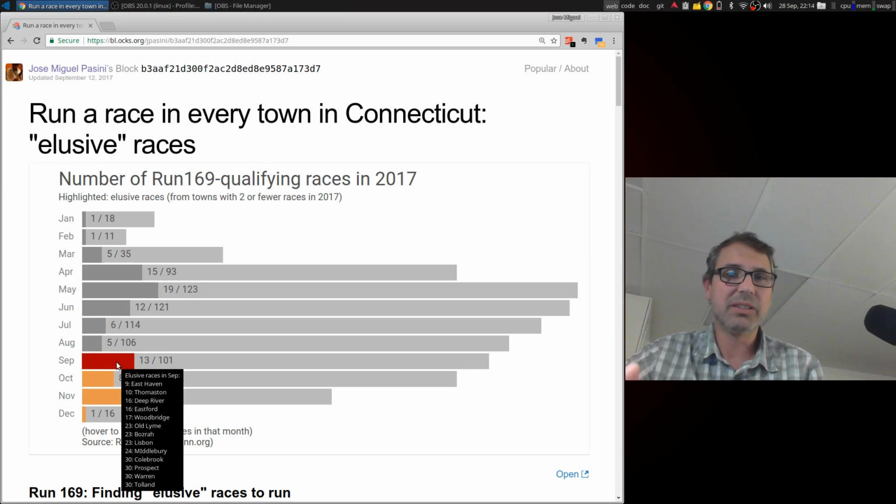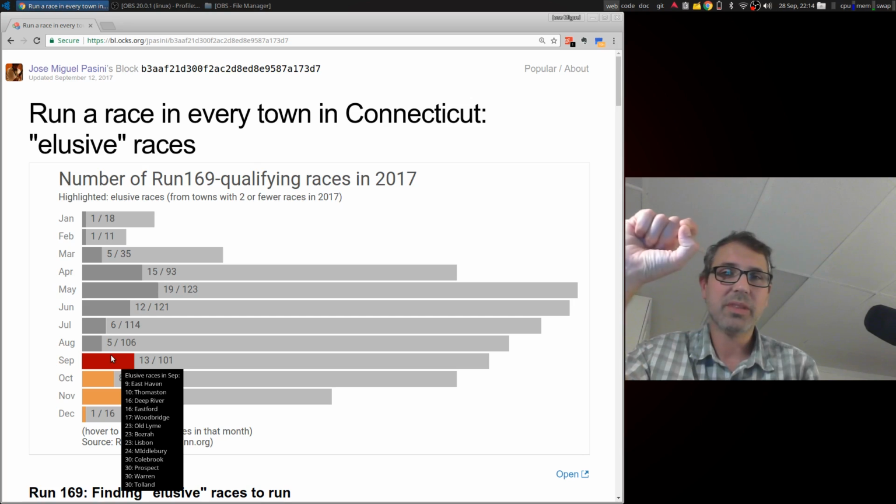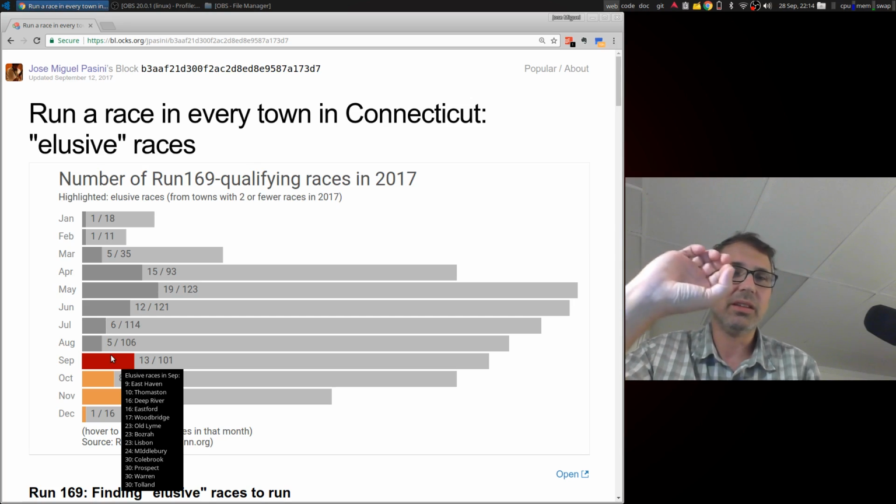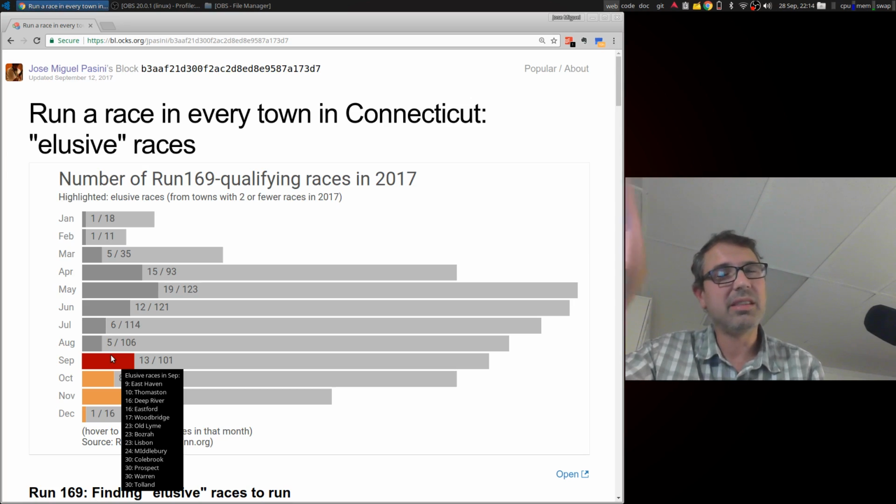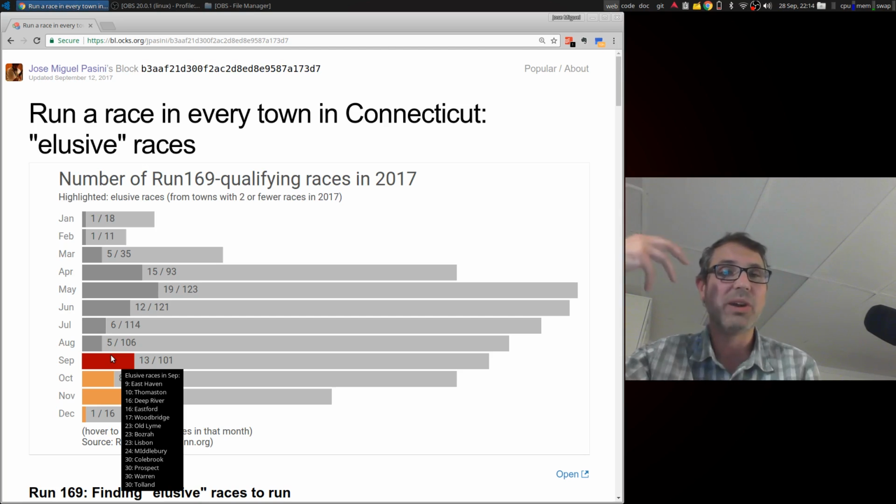So here you can see we're in September, late September now, and when you hover over that, it gives you a tooltip with the races from elusive towns in that month. It gives you just the town and the date. So it gives me a sense of, okay, on this date there's a race in this town. Is this town far or not? I would like to do another visualization where I actually include distance to where I am.